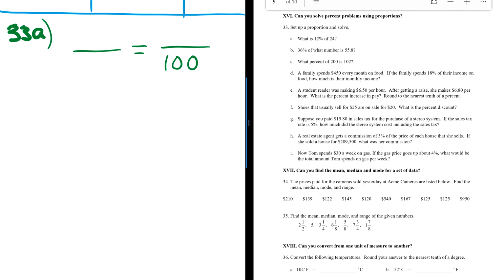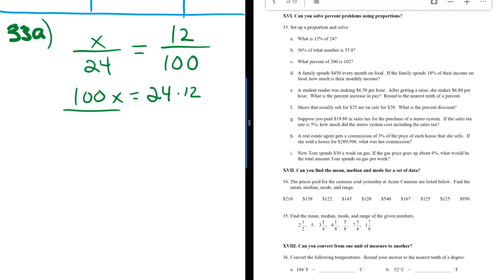So I know the number that goes above the 100 is the percentage number in the problem. And this is 12%. So 12% equals 12 over 100. The number I put in the denominator on the other side is the number that follows the word of. And the number that follows the word of is 24. So that means I'm solving for x, which is on top of the 24. So how about it? I got 100 times x is 100x equals 24 times 12.